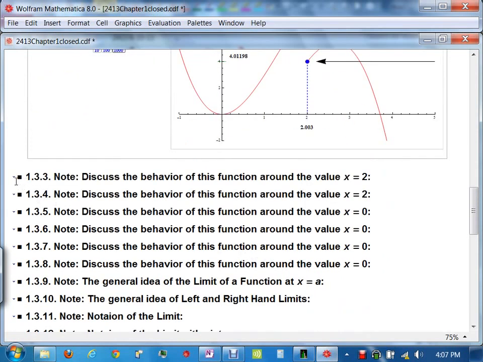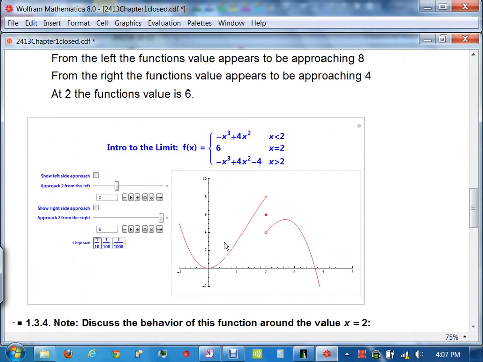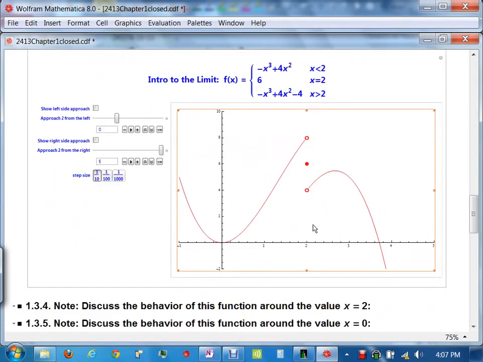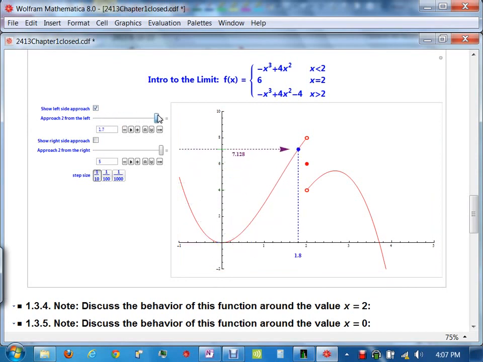All right? How about this one? What is it from the left? Where is it headed? Up to 8, right? Where is it headed from the right? It's approaching 4. Where is it at 2? 6. So from the left it's 8, from the right it's 4, but at 2, you get 6.